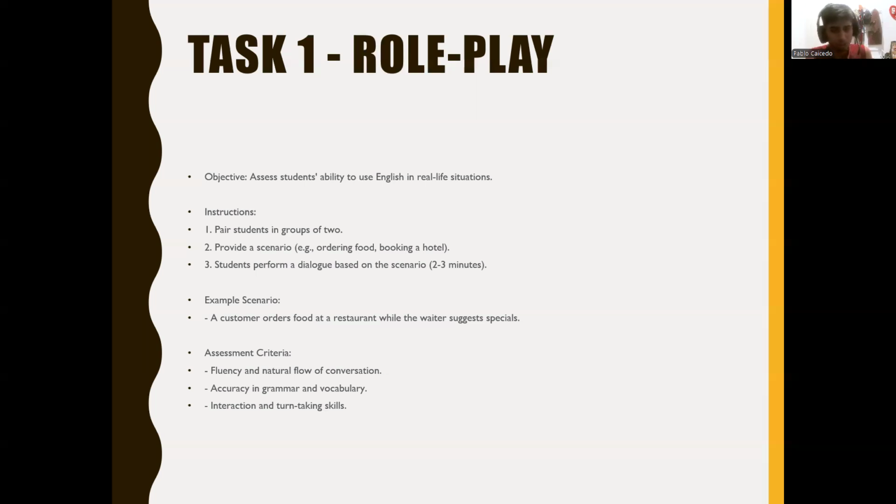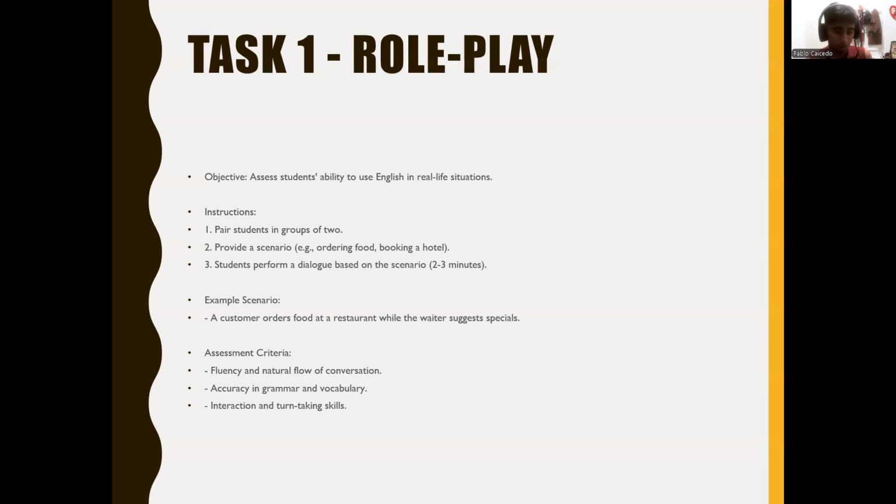So that's the first one: students in groups of two. Second, provide a scenario: ordering food or booking a hotel could be the scenario, could be the situation. And third, students perform a basic dialogue based on the scenario. Two or three minutes could be the time that you can give. So we have an example scenario: a customer orders food at a restaurant while the waiter suggests a special. And what are the assessment criteria?